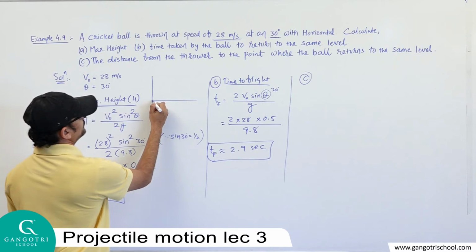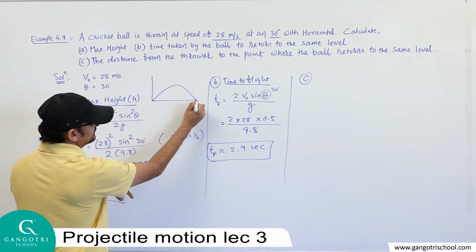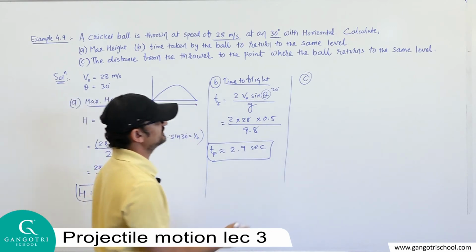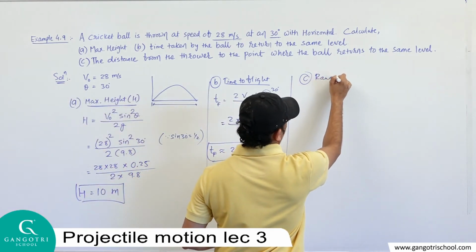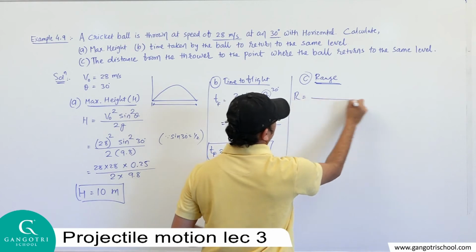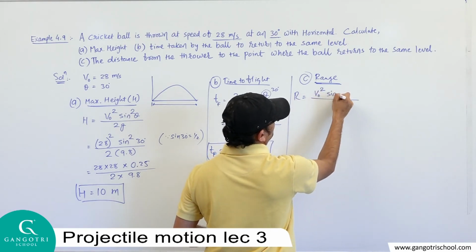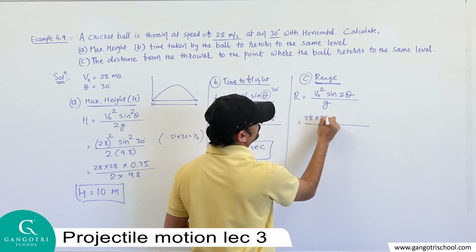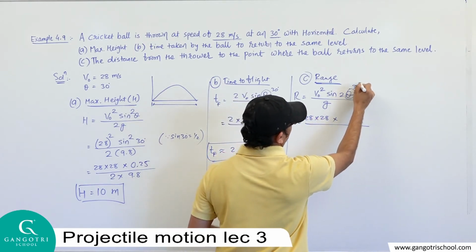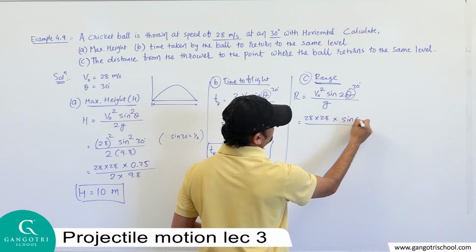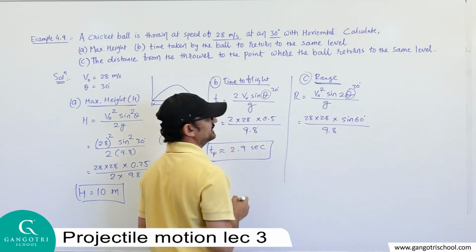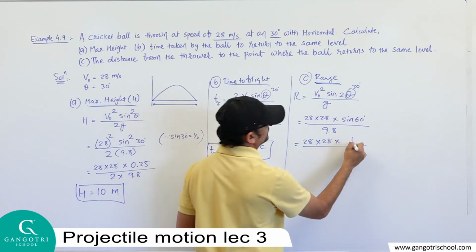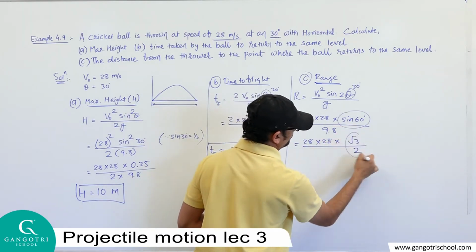This is the point of throw, and when it returns to the same level, what is the total horizontal distance traveled by the ball? That means they ask us to find the range, and the formula of range is V0 squared sine 2 theta upon g. V0 squared means 28 into 28, theta is 30, so 2 theta is 60, sine 60 degrees, upon g, which is 9.8. So 28 into 28 into sine 60, the value of sine 60 is root 3 by 2, divided by 9.8.